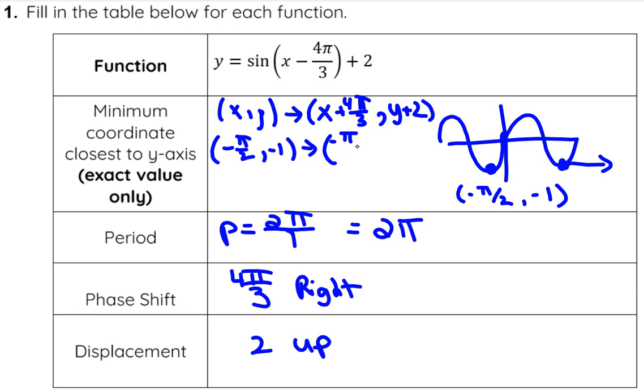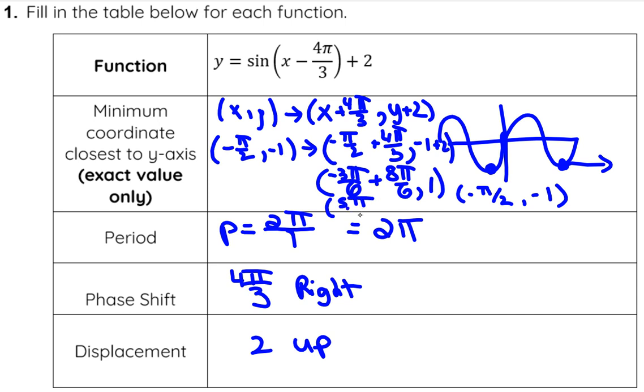So I'm going to have negative pi over 2 plus 4 pi over 3. And then I'm going to have negative 1 plus 2. So tidying this up, let's use a common denominator of 6. So times everything by 3 for the first one, negative 3 pi over 6 plus, times everything by 2, 8 pi over 6, comma, negative 1 plus 2 is 1. So final answer is going to be negative 3 pi over 6 plus 8 pi over 6. So that's going to be 5 pi over 6, and +1. So that would be your minimum y coordinate closest to the y-axis.